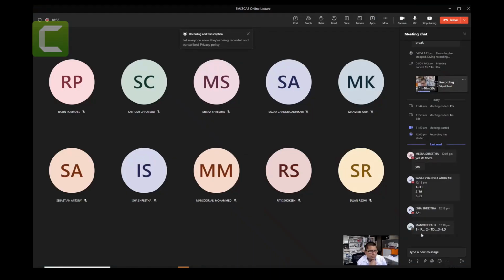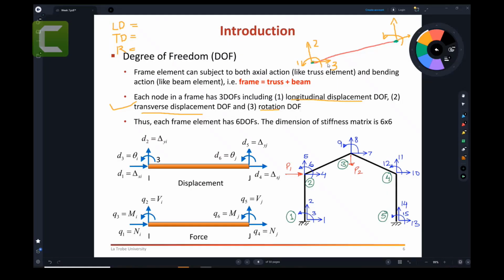1 is 3, 2, 1. Okay, longitudinal is 1, transverse is 2, rotation is 3. 3, 2, 1, 1 is rotation for these ones. Okay, let's do it. Thank you for the answers.